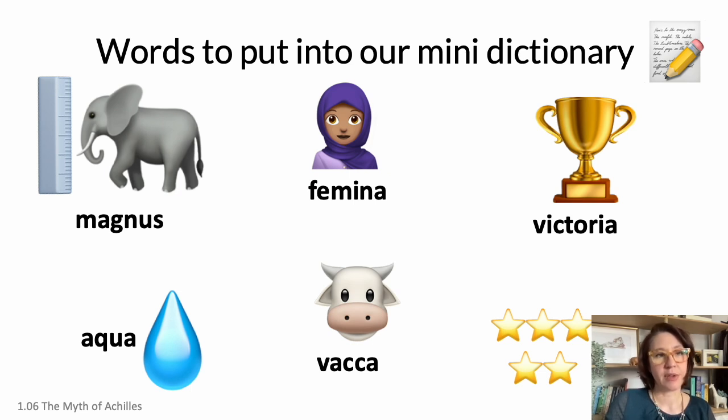Magnus, big. Aqua, water. Femina, woman. Vacca, cow. Victoria, victory. And a little bit covered up by my face here, I apologise, is Optimus, best. Of course, you can always use this slide as an opportunity to talk about English words that derive from these Latin words.